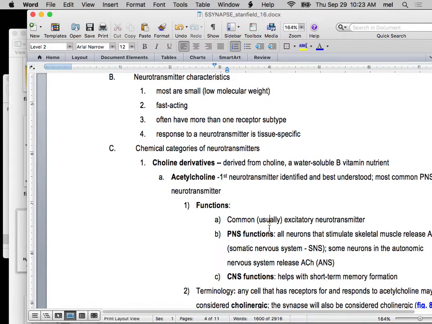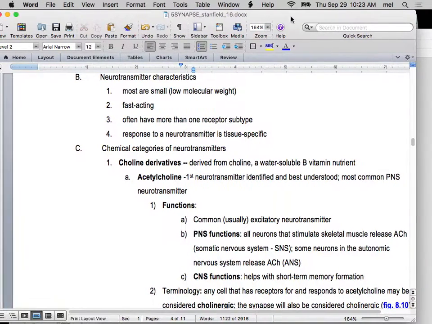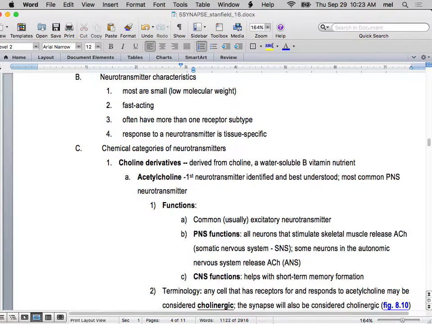So it is a common neurotransmitter. It's usually excitatory. And I'm not saying that because I don't know the answer. I'm saying it because in most places it binds to an excitatory receptor. Okay, so its PNS function, you probably learned something about its PNS function, or maybe a little bit in anatomy, I don't know. Every single neuron that stimulates skeletal muscle uses acetylcholine. And so that's the somatic nervous system.